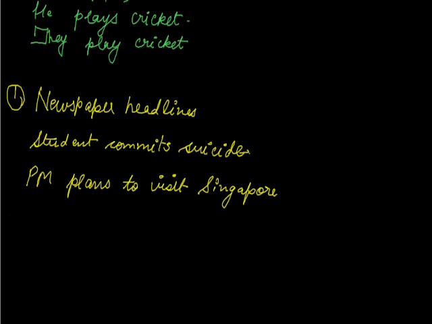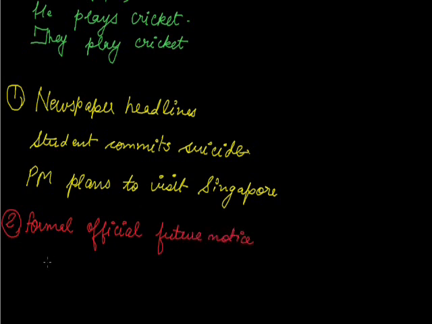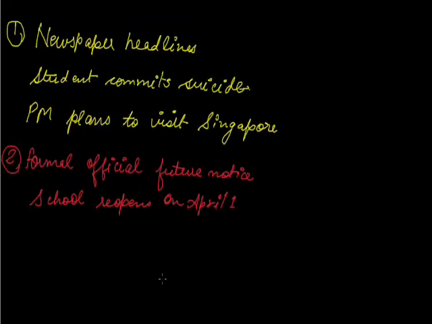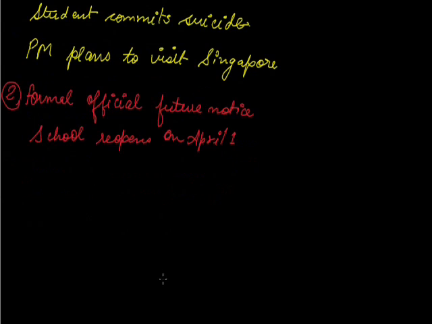Now secondly, it is used for formal official future notices. For example, if I say school reopens on April 1st. It's a formal official notice. On the notice board you generally see these kinds of sentences. Train departs at 2 p.m. It comes under formal official notices.